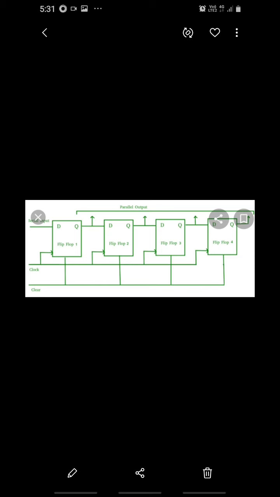Then next we apply the third bit, that is 1. So thus the bits have moved to the right by 1 bit position. The same continues till all the data bits are stored in the flip-flops.